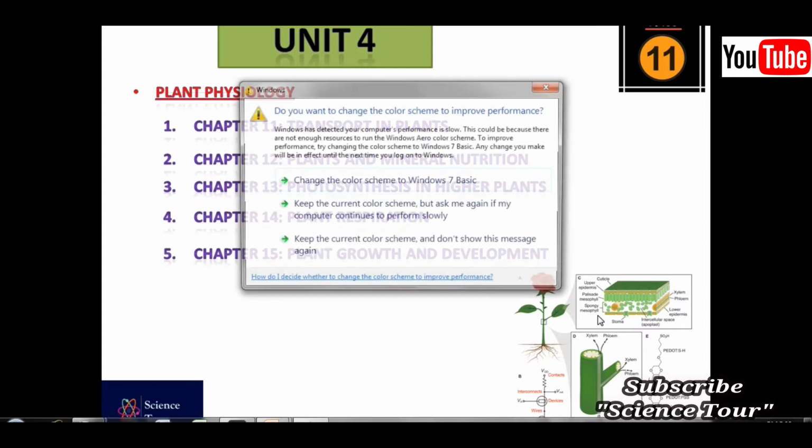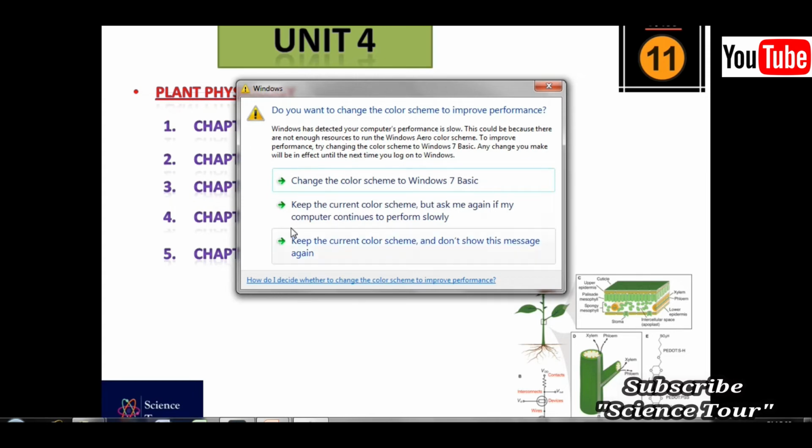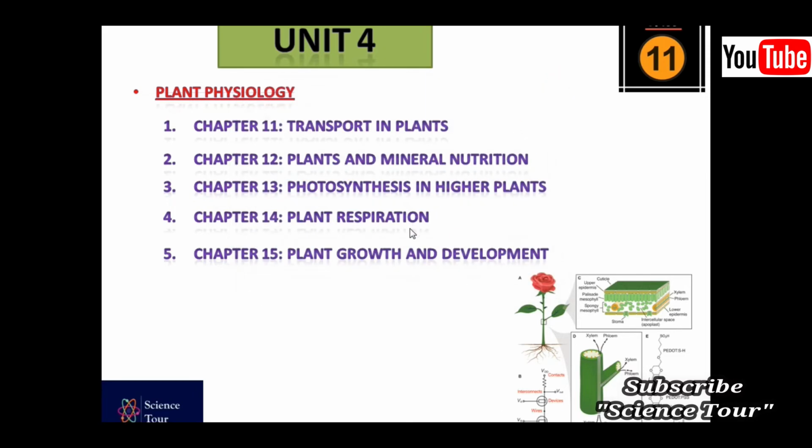Here we will study the concept of photosynthesis, different experiments conducted by different scientists like Joseph Priestley experiment. Then what is the site of photosynthesis in plants, structure of chloroplast, photosynthetic pigments, different reactions like light reaction, dark reaction, then concept of photorespiration, etc. Coming to chapter number 14, that is plant respiration.